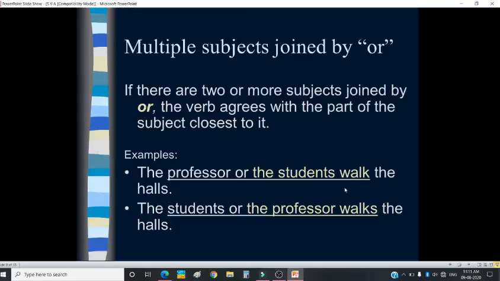So, depending on this one, it happens: walks or walk. You see, students walk, professor walks.